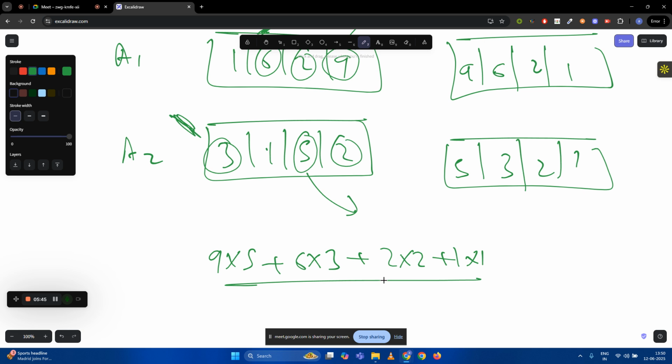Can you prove to me why it is correct? This is a core logic. Whenever you see a problem, this is the core logic of how you can do it.